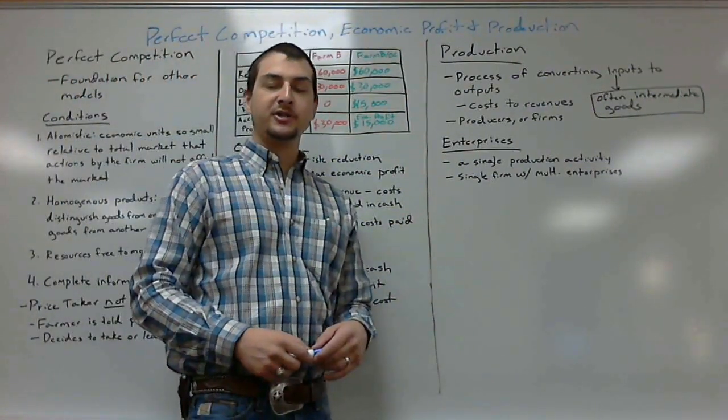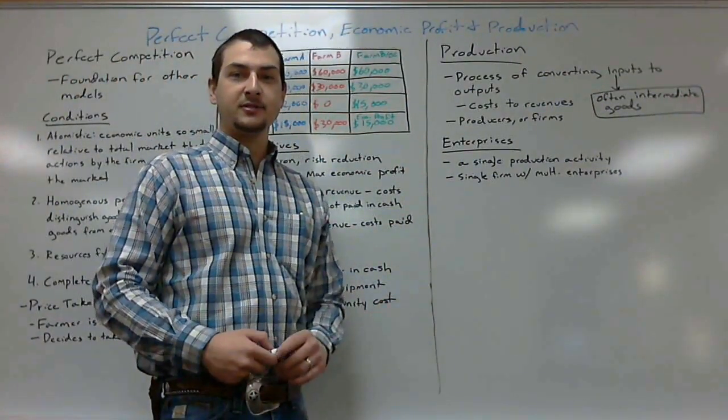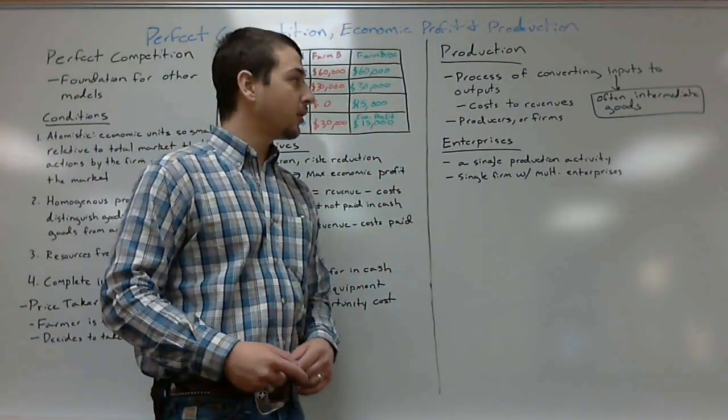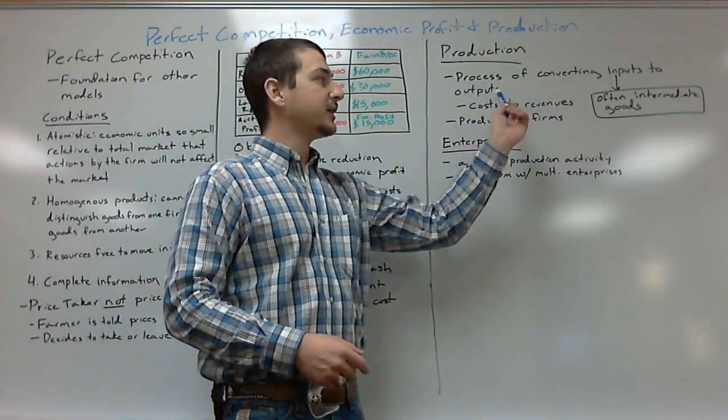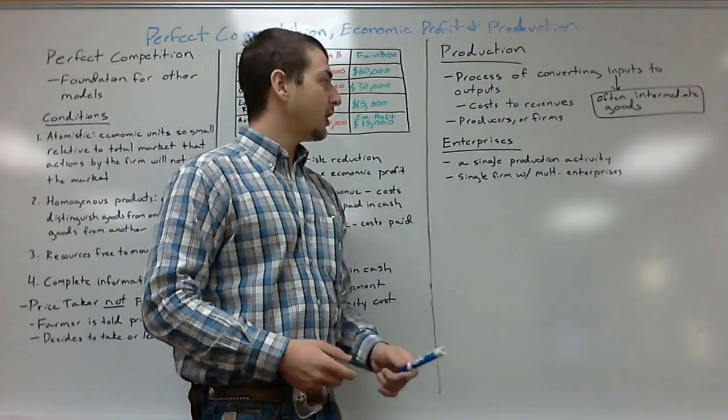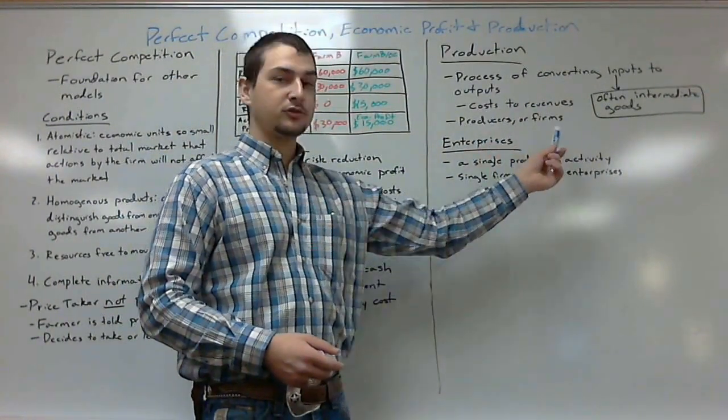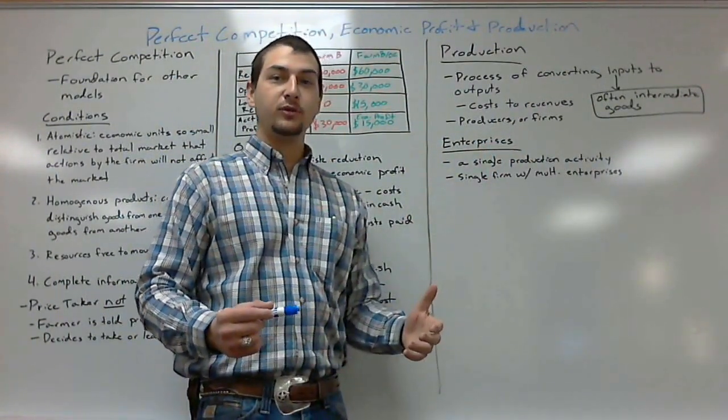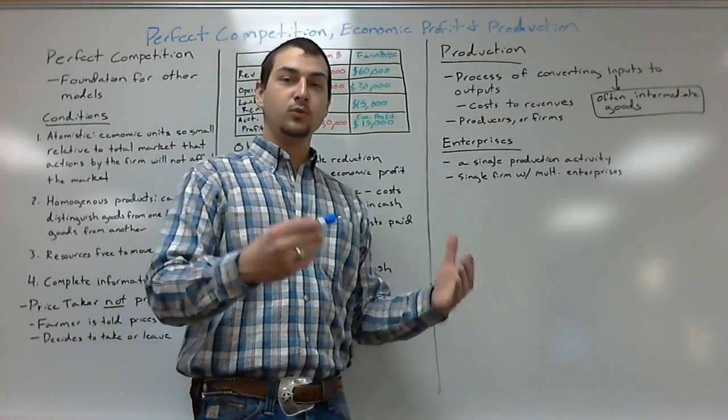Next, let's talk about production and then enterprises. So production is the process of converting inputs into outputs. This is often done by producers or firms. And essentially what they're doing is they're turning costs into revenue.